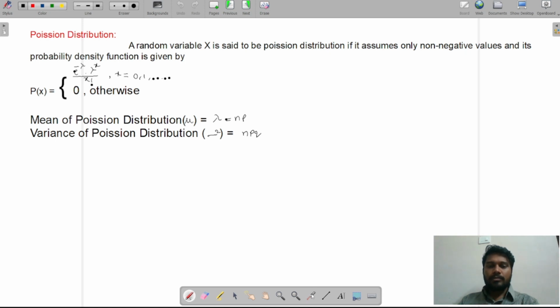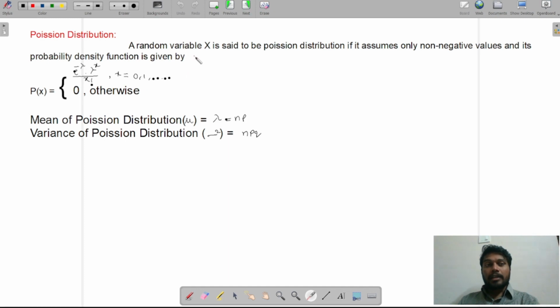So what is meant by the Poisson distribution? A random variable x is said to follow a Poisson distribution if it assumes only non-negative values and its probability function is given by p of x equal to e to the power minus lambda, lambda power x by x factorial, when x values are 0, 1, 2, 3, and so on, and 0 otherwise.